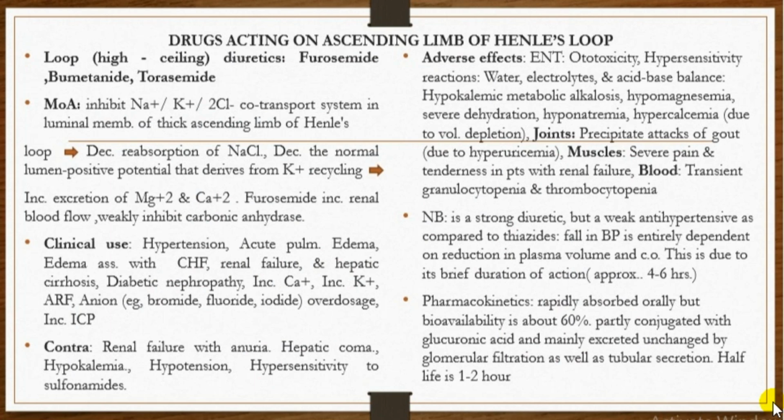And when this happens, it leads to a decrease in the reabsorption of sodium and chloride, as well as a decrease in the normal lumen positive potential that is needed to drive the potassium recycling. This will further lead to an increase in the excretion of magnesium and calcium. So this is basically the mechanism with which these loop diuretics work.